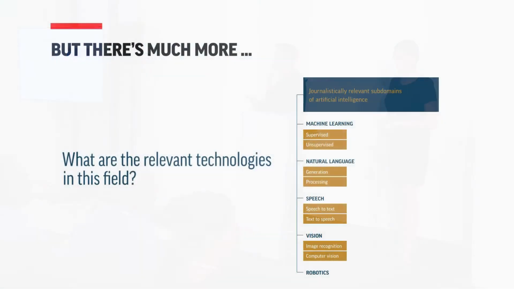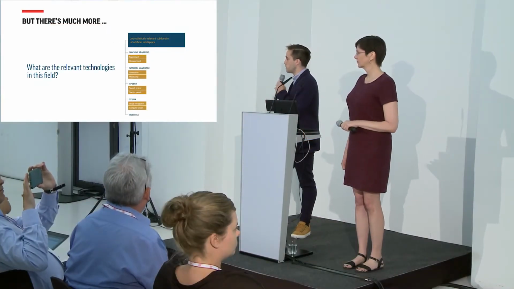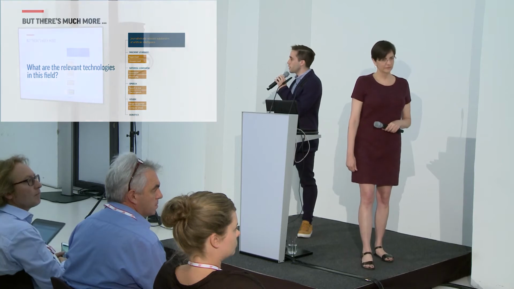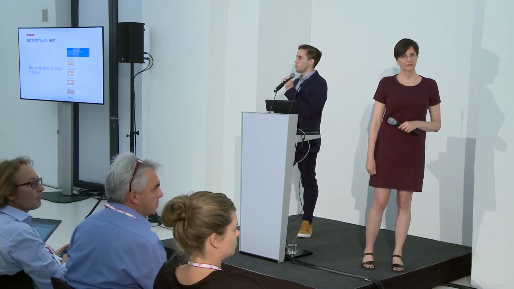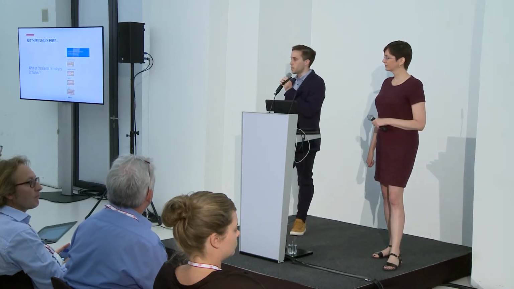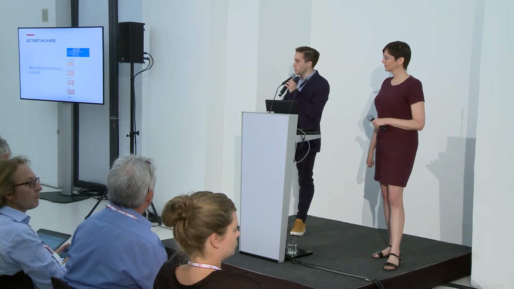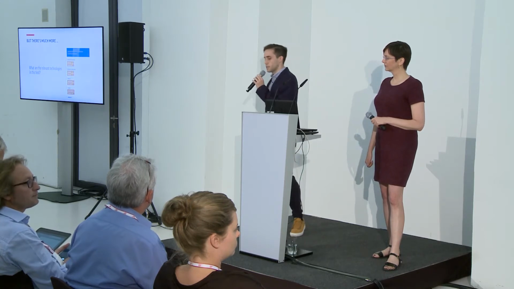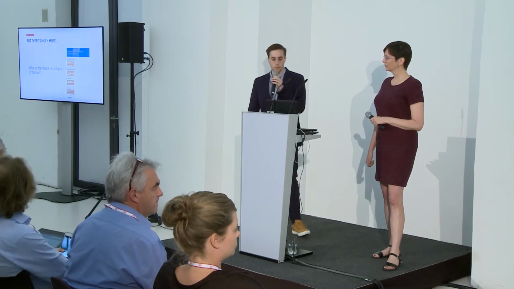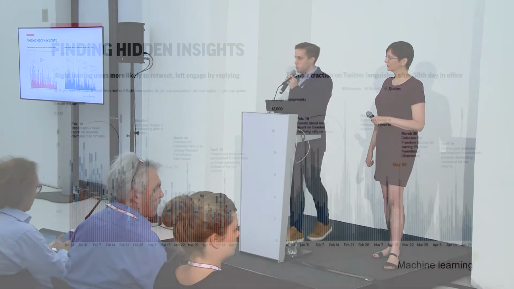But there's much more. Here we identify 5 key components or subdomains that we consider to be relevant to journalism. We'll go through very quick examples for each one so you can have a better sense of what these things entail. The first one will be machine learning. Then we'll go into natural language, speech, vision, and robotics. These are the 5 key subdomains that we consider important for journalism. And we'll start with machine learning.